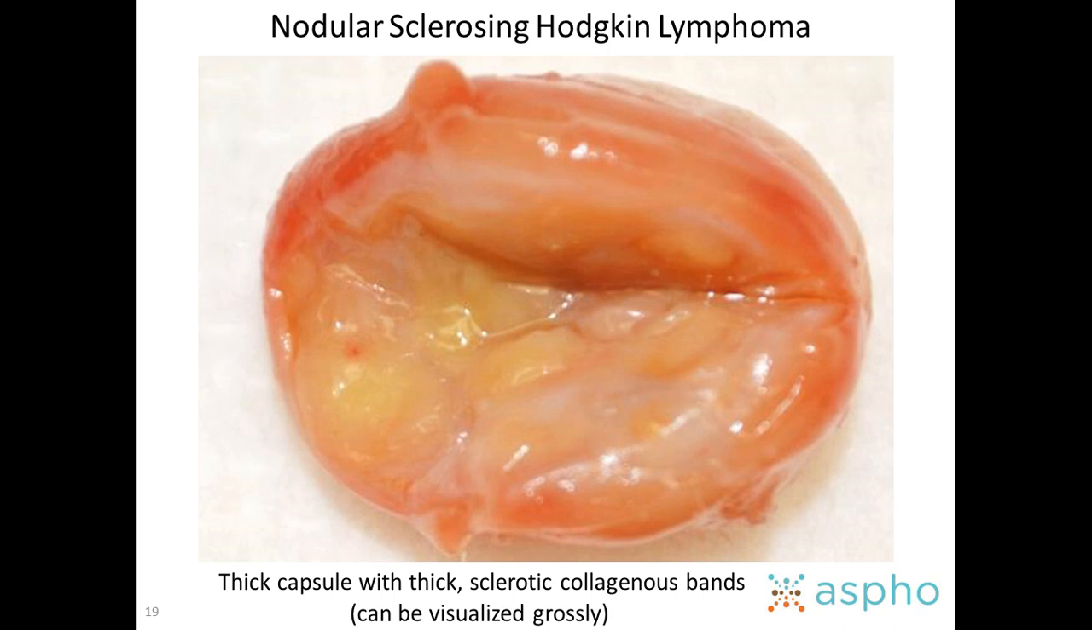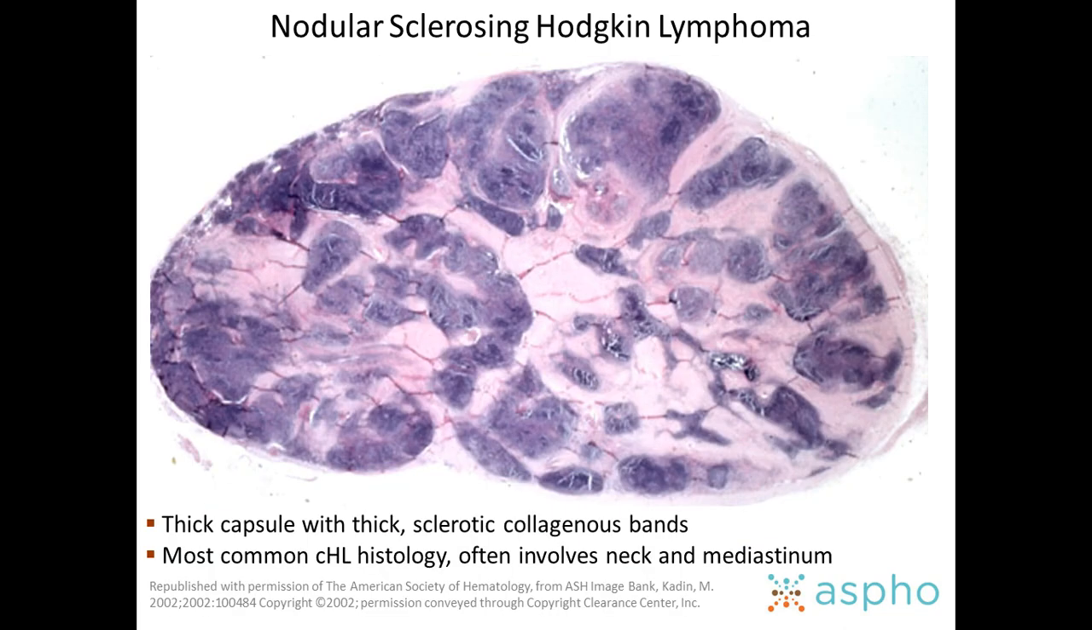You can see at the gross level it does seem to have a thick capsule, and there's some sclerotic collagenous bands. On histologic cross-section, you can see these pink, thick sclerotic collagenous bands. And again, this is the most common histology, and the classic presentation is lymphadenopathy involving the neck and the mediastinum.